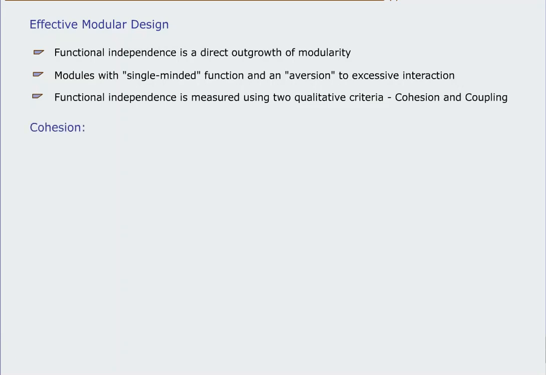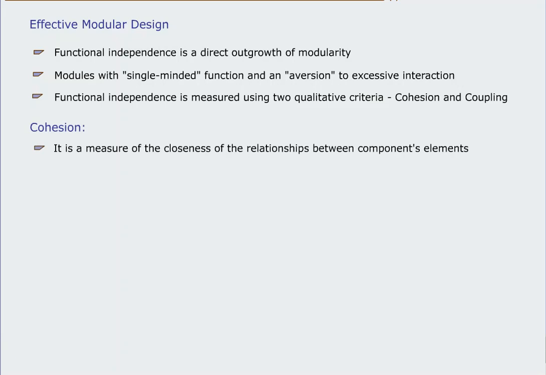Let us see what cohesion is. The cohesion of a component is a measure of the closeness of the relationship between its elements. That is, it is the degree to which a module performs one and only one function. A component should implement a single logical function or should implement a single logical entity. There can be 7 types of cohesion.